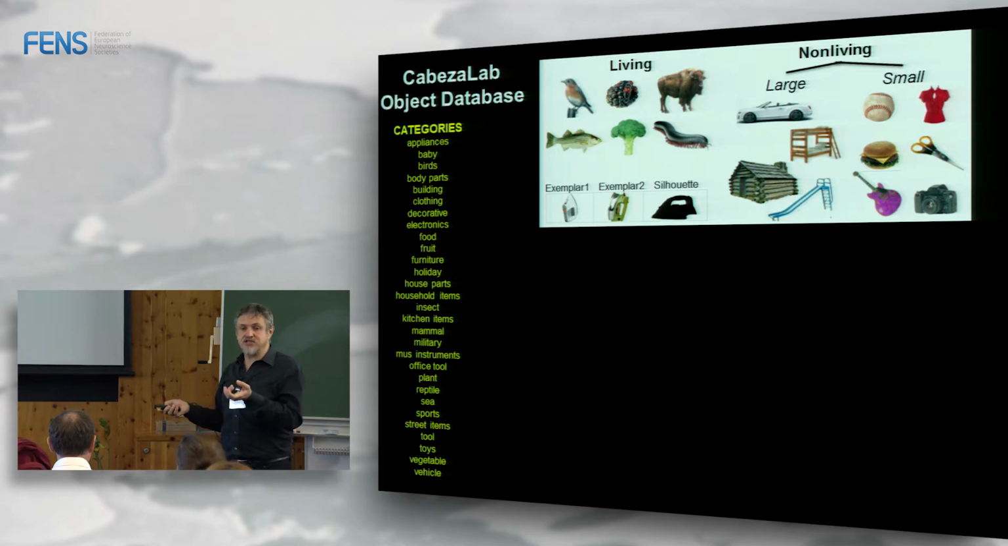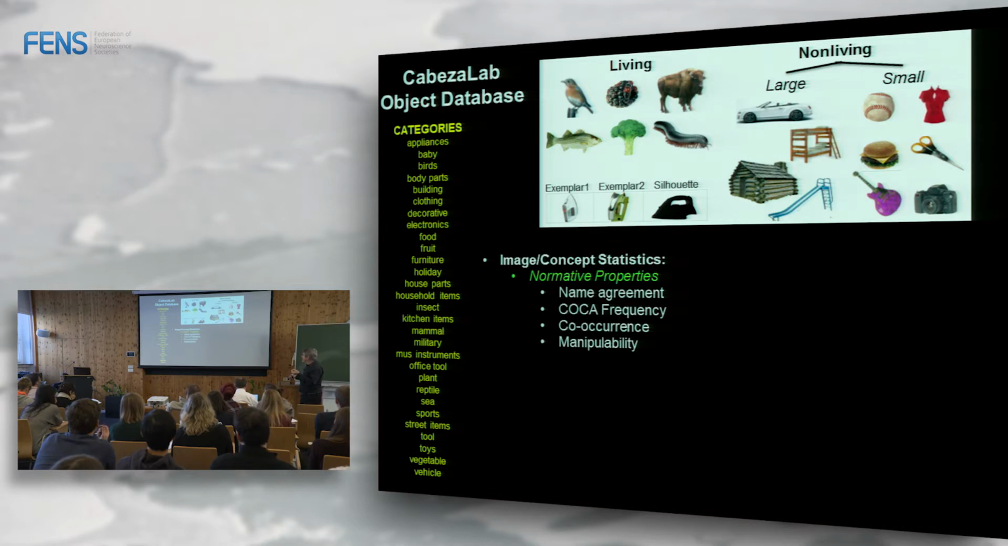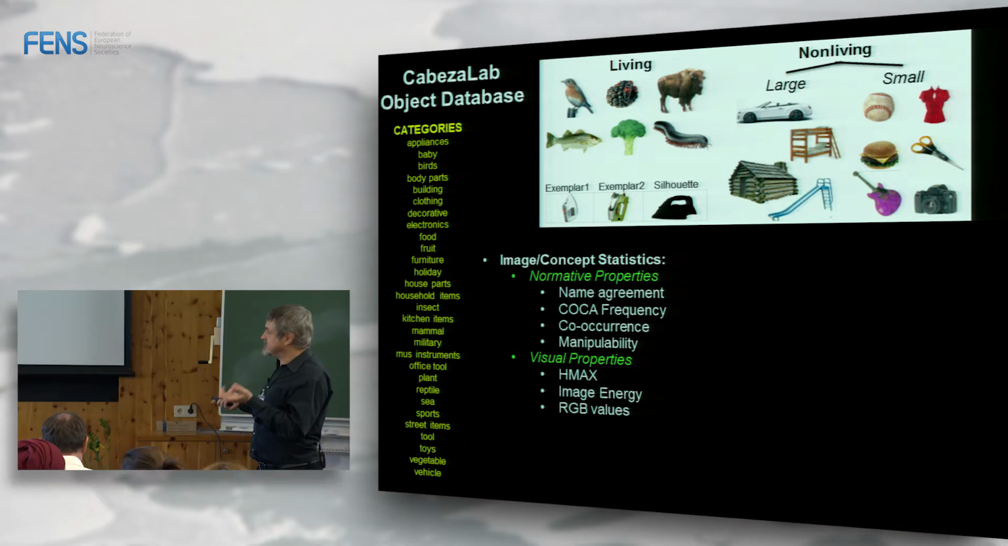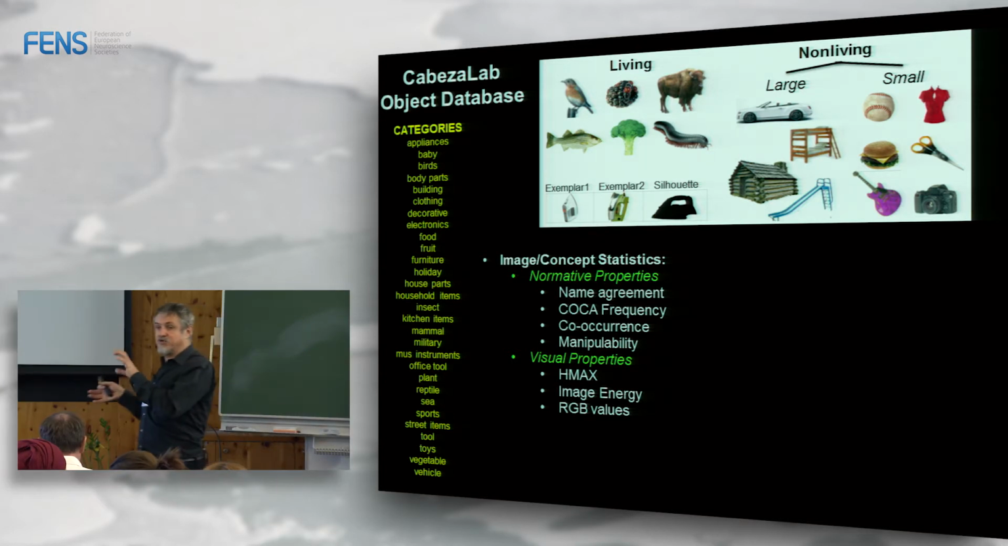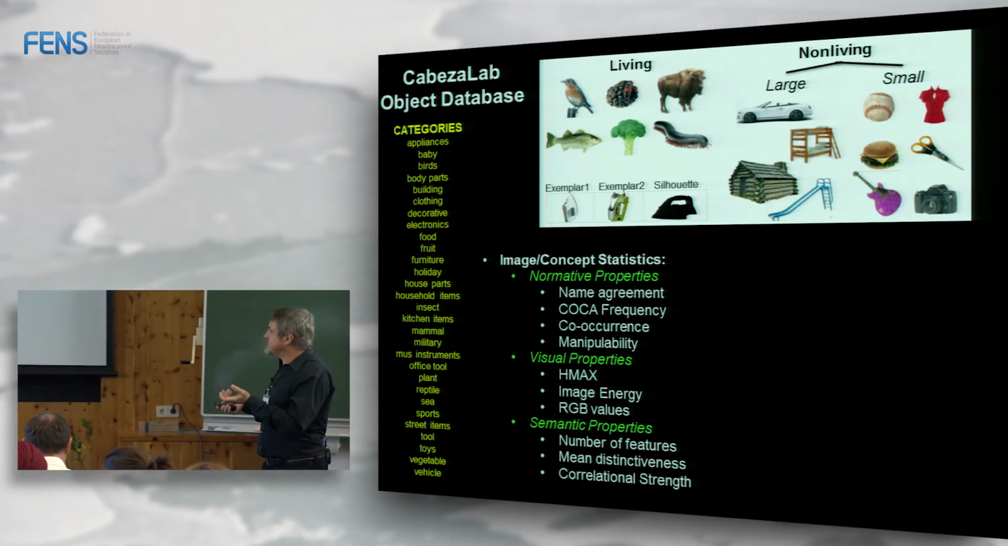We have over 1,000 objects that have been divided into living, non-living large, and non-living small, because there is evidence that size matters for large and small non-living objects. And we have a variety of normative measures, like name agreement, COCA frequency, manipulability, and so forth. Visual properties like Hmax, a measure of how that picture will be represented in visual cortex, image energy, RGB values, and also semantic properties.